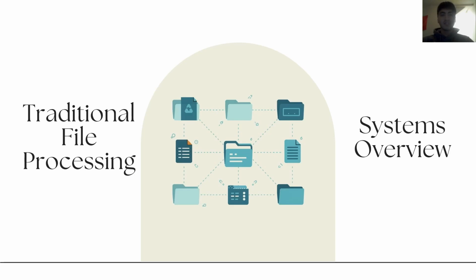Hello everyone, in this second video we're going to move on to the second part of my presentation, which is traditional file processing systems. Before modern databases became popular, this was the main method used to store and manage data. In this section I will explain what traditional file processing is, its characteristics, advantages, disadvantages, and common file organization methods.